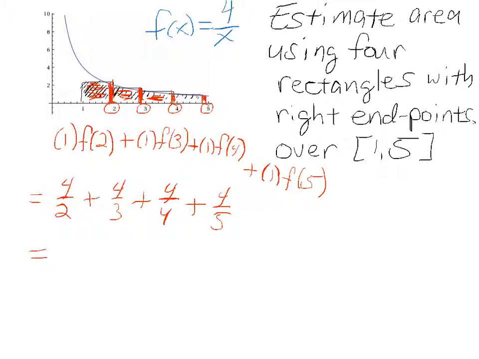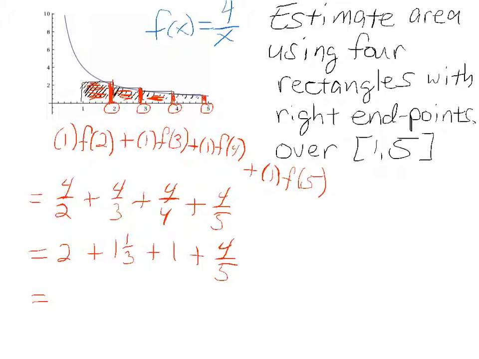Okay, now it's just this value. This 4 over 2 is the area of this rectangle, 4 over 3 is the area of this rectangle, 4 over 4 is the area of this rectangle, and 4 over 5 is the area of this rectangle. So let's just add all these together and we will solve our problem. So that's 2 plus 4 thirds, which is 1 1/3, plus 1 plus 4 fifths.